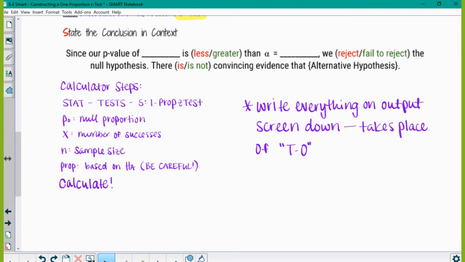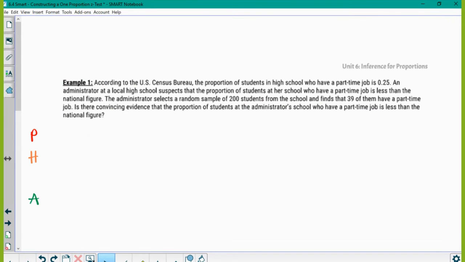Okie doke, let's go ahead and get started. Example 1. According to the U.S. Census Bureau, the proportion of students in high school who have a part-time job is 0.25. An administrator at a local high school suspects that the proportion of students at her school who have a part-time job is less than the national figure. The administrator selects a random sample of 200 students and finds that 39 of them have a part-time job.